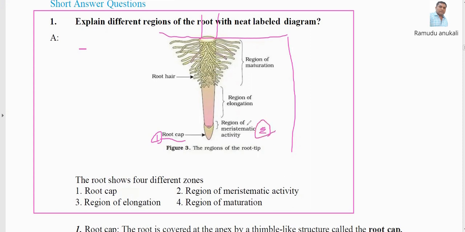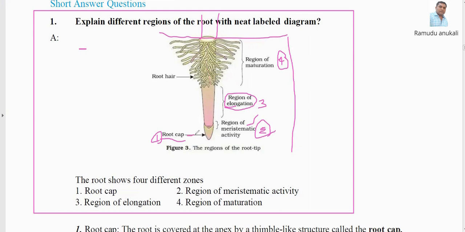the region of meristematic tissue. After that, the third part is the region of elongation, and after the region of elongation, the fourth part is the region of maturation. So the root is divided into four parts, from the terminal part to the base of the stem. The terminal part is the root cap. So here we can draw that.